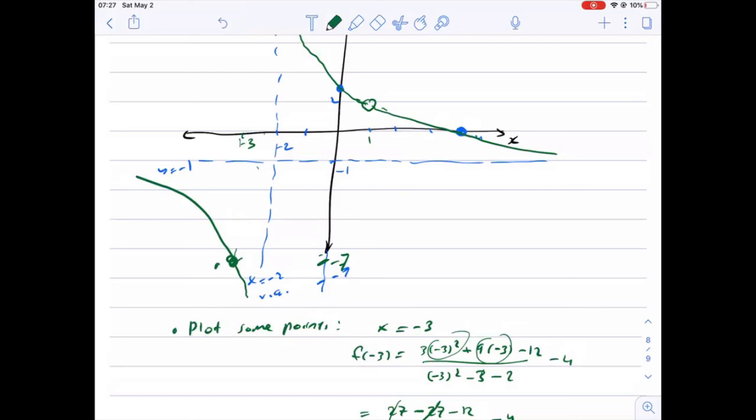Now this is how we graph these functions, the rational functions.